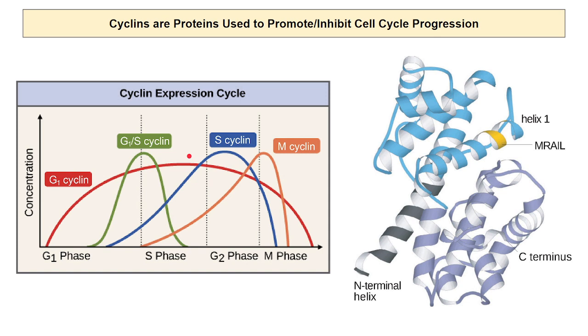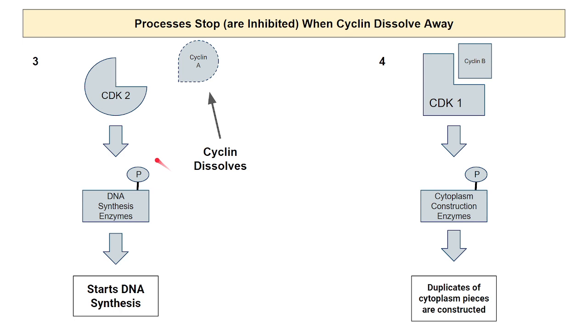So what's going to happen is those cyclins will start to dissolve over time, which we can see here, which will stop DNA synthesis enzymes from still occurring. So the cyclin will disappear, DNA synthesis enzymes will stop being phosphorylated, which means you're going to stop DNA synthesis overall. Okay.